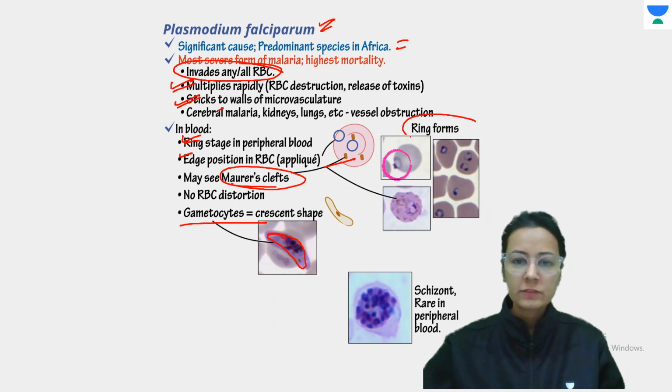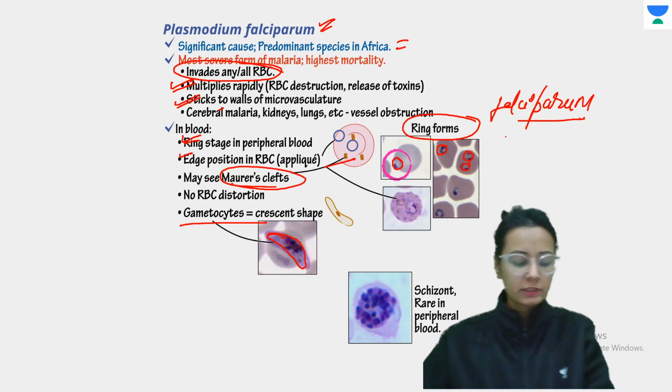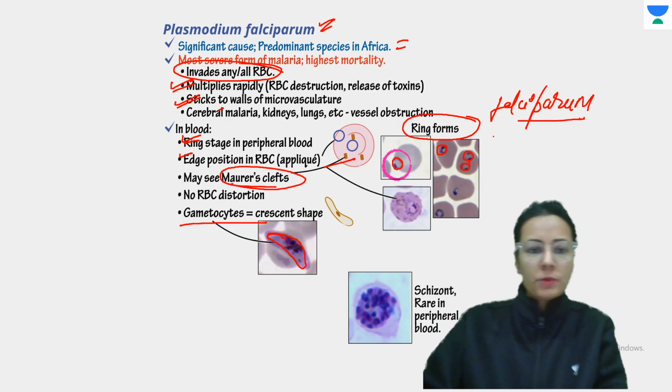Alright, and the ring form in the trophozoite form. These are the ring forms. Even double ring forms are seen in Plasmodium falciparum. Ring stage in the peripheral blood and the Maurer's cleft.